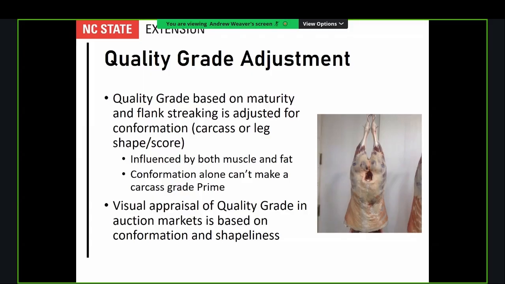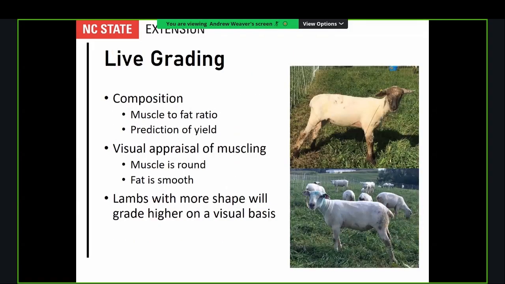We talk a lot about quality grades in live markets as well, auction markets, and this is based on that visual appraisal of conformation and shapeliness. From a live grading standpoint, you'll see on your market reports prime and choice lambs, choice and good. You'll see those different grades, and we have that market report broken out by those different grades and then weights within those grades. But keep in mind, that's all done on a live basis. That's all visual appraisal of composition, how much muscle there is relative to fat.